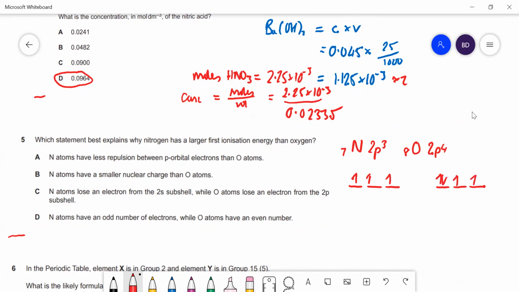Right, so nitrogen atoms have less repulsion between p orbitals than oxygen atoms. That is the right answer, because when you're removing this electron from oxygen, it's paired up in the same orbital with another electron which will repel it, pair repulsion. Okay, this one, of course, just to check, nitrogen atoms do have a smaller nuclear charge, but you'd expect that to give a lower first ionization energy, so that's not right. Then neither of them are losing electrons from 2s, they're all coming from 2p. And D, well, it's not right, is it? So A is definitely the best answer.